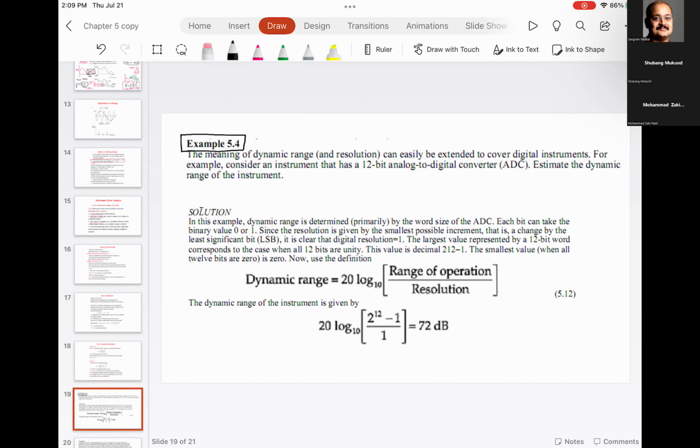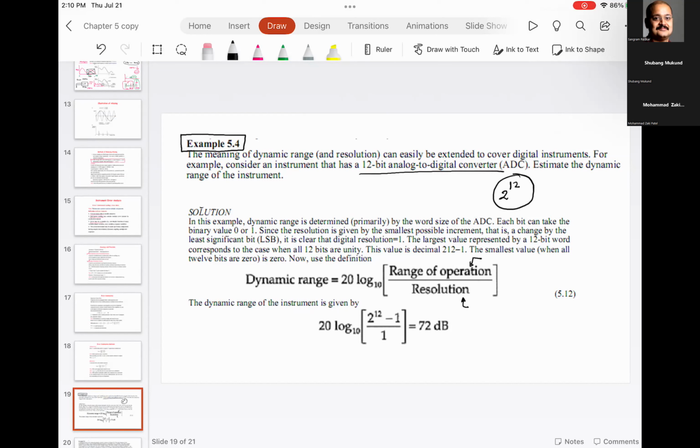Okay. So imagine you have an analog to digital converter. What does A to D do? A to D would actually sample the data and separate that data into bins. So basically, if you have a 12-bit A to D converter, then you have 2 to the power 12 bins to separate out. And the dynamic range is basically given as the range of operation divided by resolution.